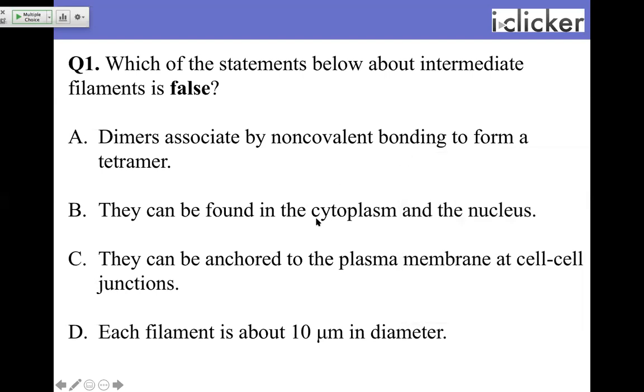Intermediate filaments can be found in the cytoplasm. We looked at examples of keratins. They can be found in the nucleus. Those are lamins. They can be anchored to the plasma membrane. That's what we saw in the example of keratins in epithelial cells.